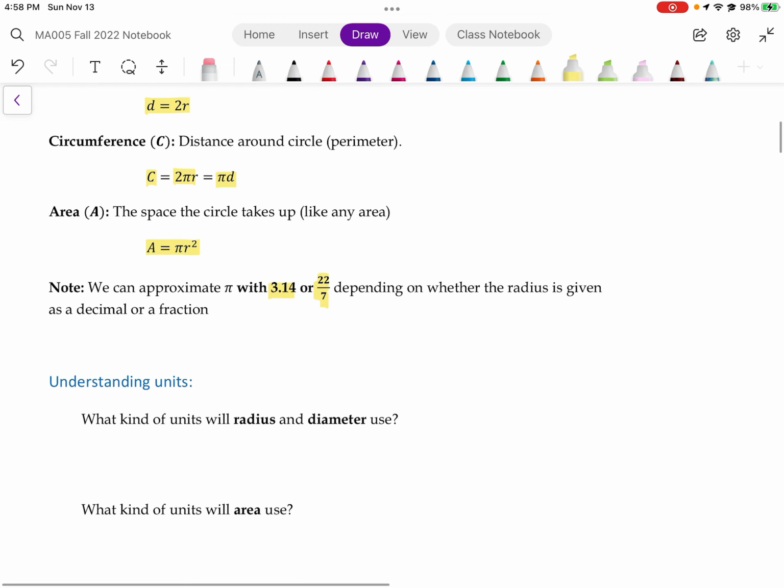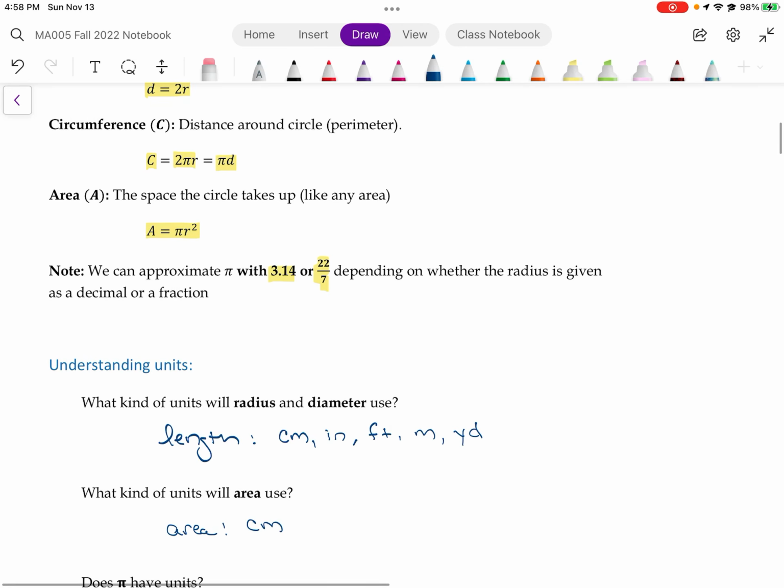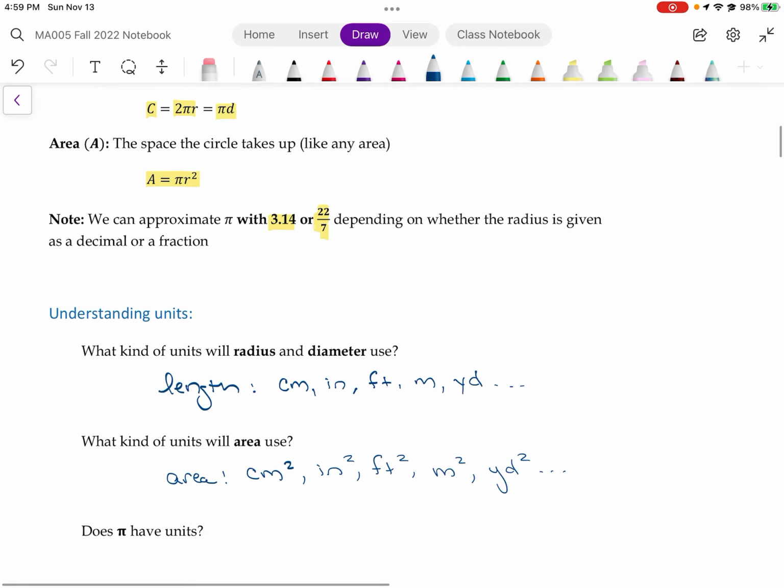What kind of units will radius and diameter use? They are going to use length, things like centimeters, inches, feet, meters, yards. What kind of units will area use? Of course, this is an area, so just like any area, it can be centimeters squared, inches squared, feet squared, meters squared, yards squared, and so on. Does pi have units? No, it's just a number. No units.